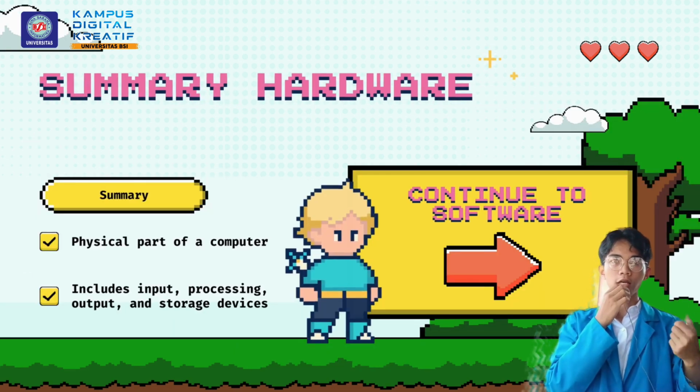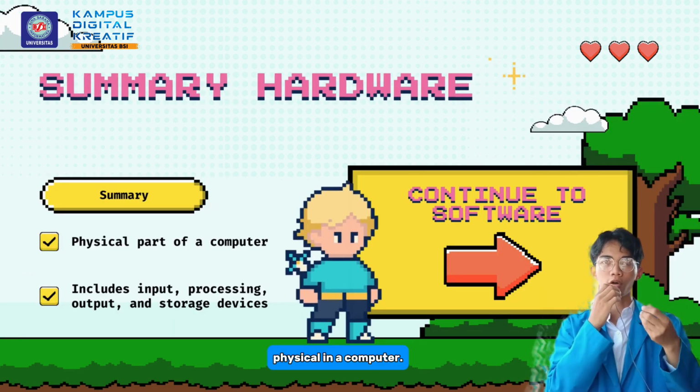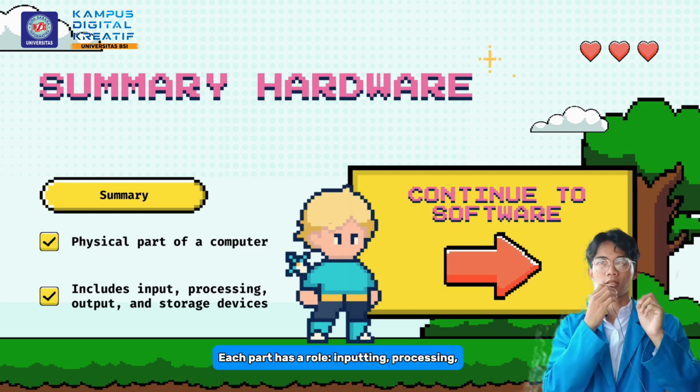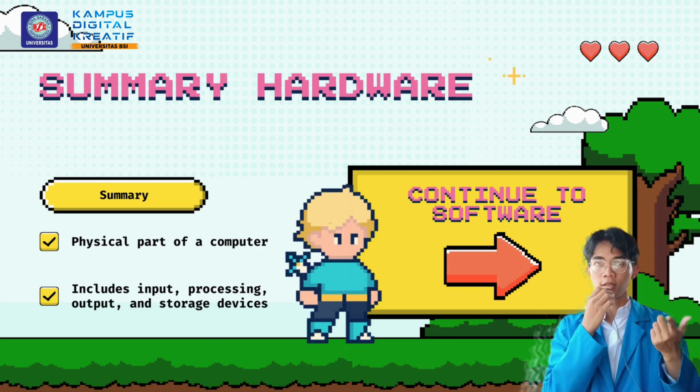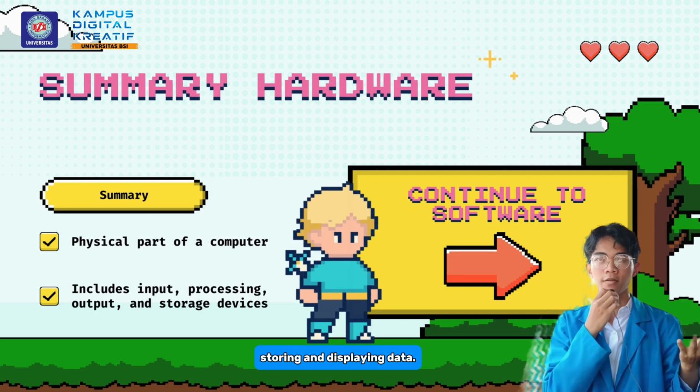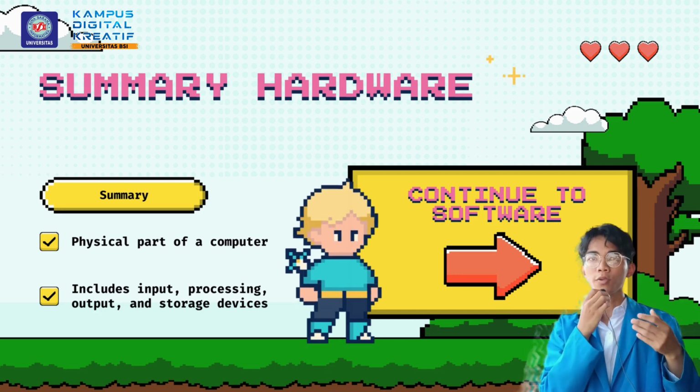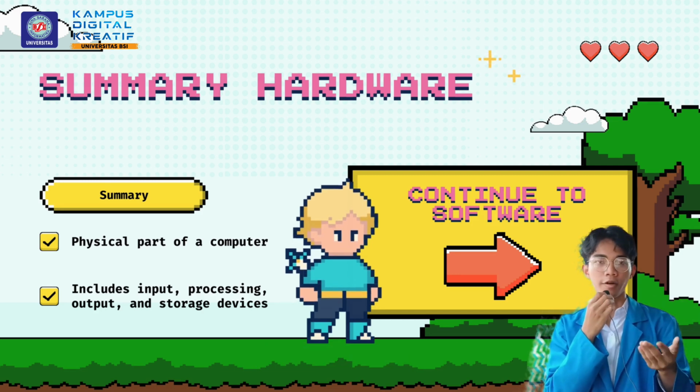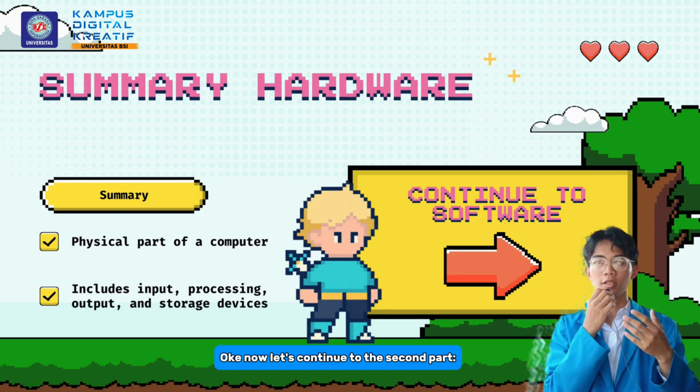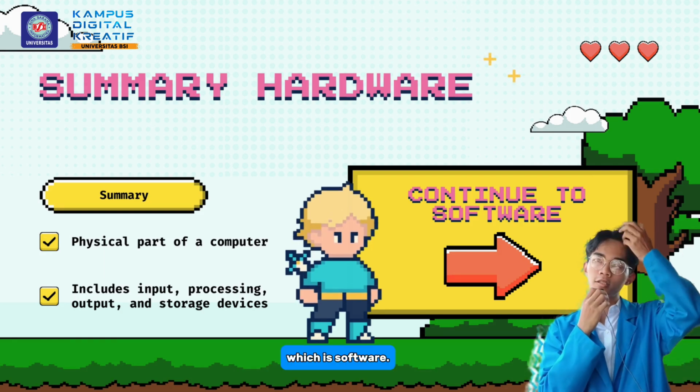Before we move on to software, let's quickly summarize what we've learned about hardware. So, in short, hardware is everything physically in a computer. Each part has a role in inputting, processing, storing, and displaying data. Without hardware, computers can't function. Okay, now let's continue to the second part, which is software.